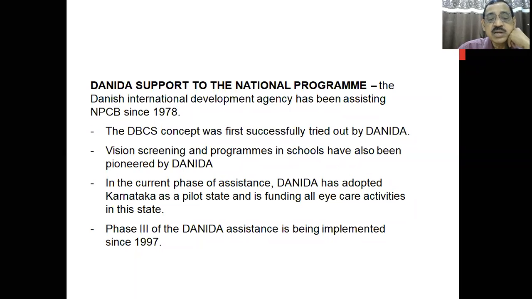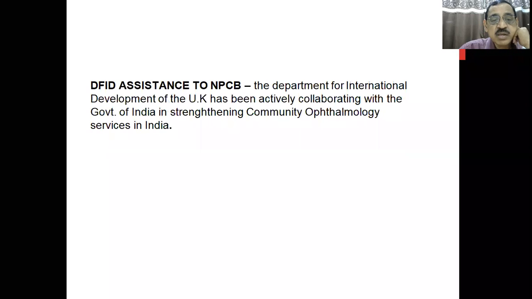The third one is, in the current phase of assistance, the Danish International Development Agency has adopted Karnataka as a pilot state, and it started funding all eye care activities in that particular state. Phase 3 of DANIDA assistance is being implemented since 1997. Again, the Department for International Development of the UK has successfully and actively been collaborating with the Government of India in strengthening the community ophthalmology services in India.